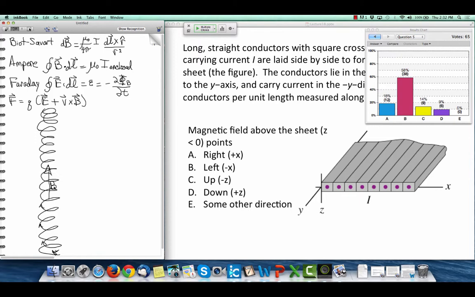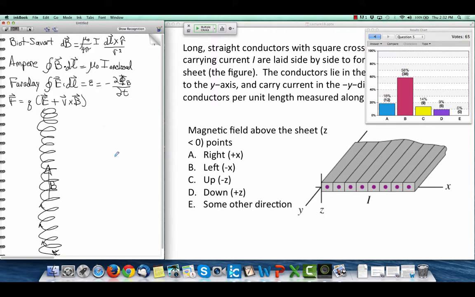Outside the loop, they're going to point in all sorts of different directions, and you can check this. If this is a very long coil, infinitely long, then the magnetic field outside is just going to cancel. There's not going to be a magnetic field outside the coil if it's an infinitely long coil. No magnetic field.